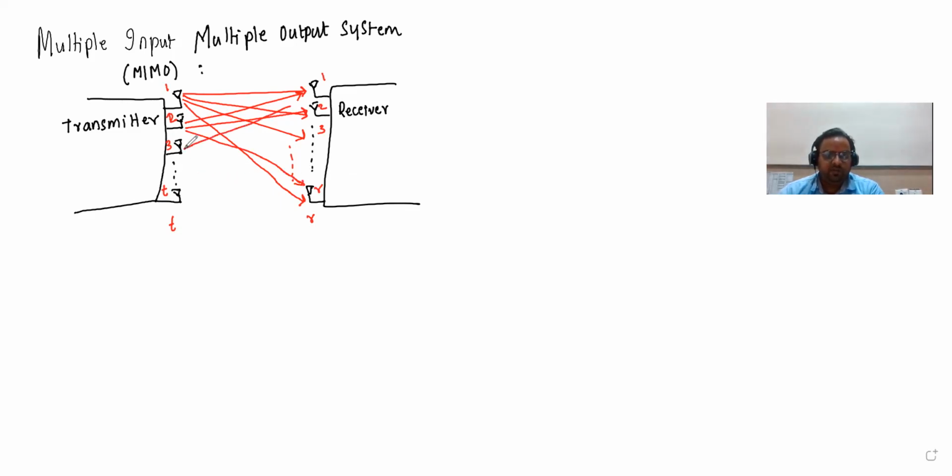Similarly, the signal transmitted from the third antenna is received at the first antenna, at the second antenna, and finally at the Rth antenna. And for the Tth antenna also, the signals that it transmits will be received by all the R antennas at the receiver.